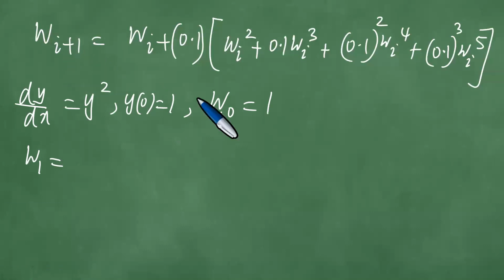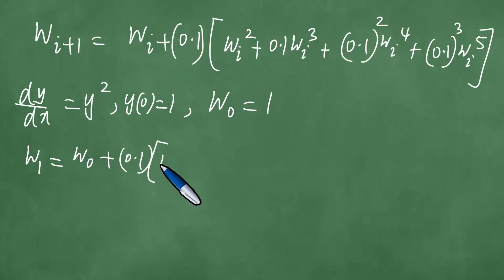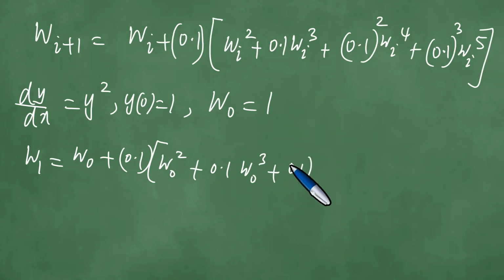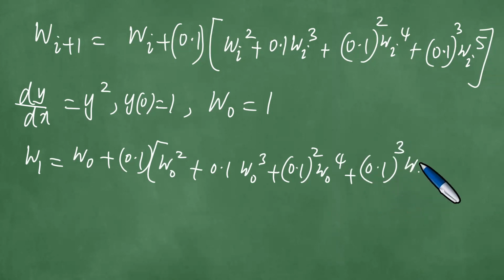W1 occurs when i is 0, so which means that you shall have 0, 0.1. Okay, we can cut out some of the work here and make it easier. So this is 0.1 cubed, okay, and then 0.1 squared W0 to the 4th power, 0.1 cubed W0 to the 5th power. What have we done? We just replaced every i by 0, and then we are able to obtain W1.